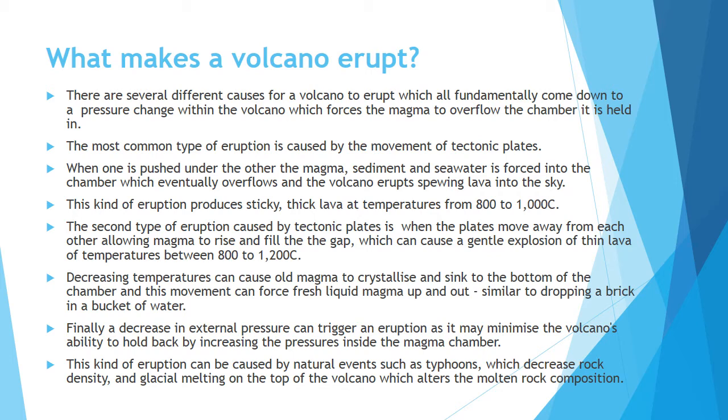The most common type of eruption is caused by the movement of tectonic plates. As the tectonic plates float on the liquid mantle surface, their continuous movement also creates volcanic eruption. When one is pushed under another, the magma, sediment and seawater are forced into the chamber, which eventually overflows the volcano, spewing lava into the sky. So whenever one tectonic plate is pushed under the other, the magma gets pressure, gets force, and it erupts the lava into the sky.